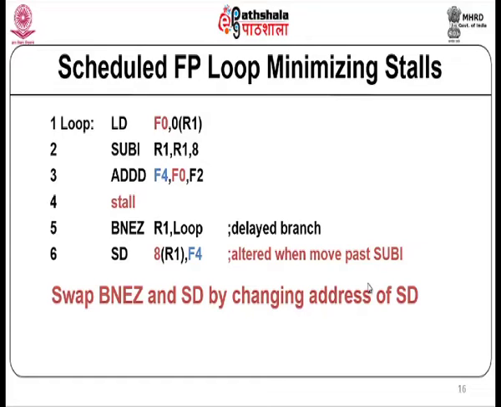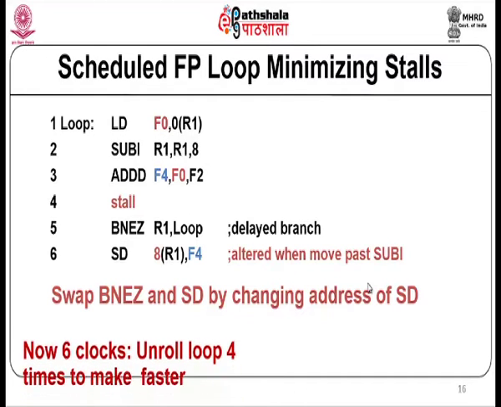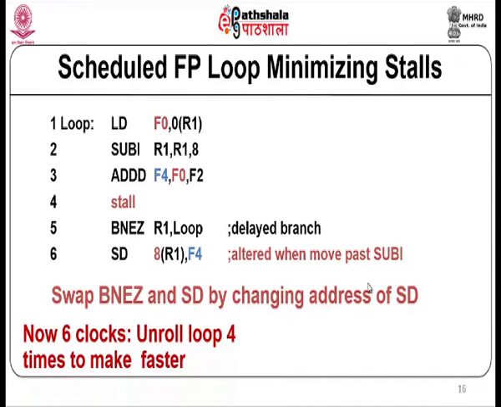So with just a simple modification of the address in your store instruction and a reorganization of the code, we were able to get a better schedule compared to the original schedule. This is the first compiler technique that we are looking at. Reorganizing the code will definitely lead to a better schedule. Now we have only 6 clock cycles to execute this loop as against 10 clock cycles that we discussed earlier.